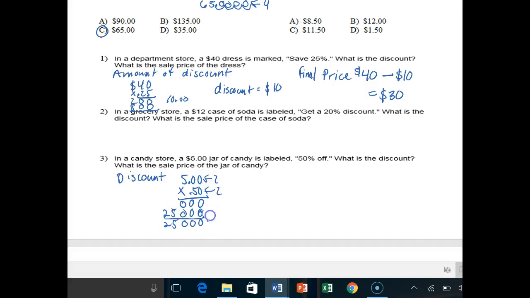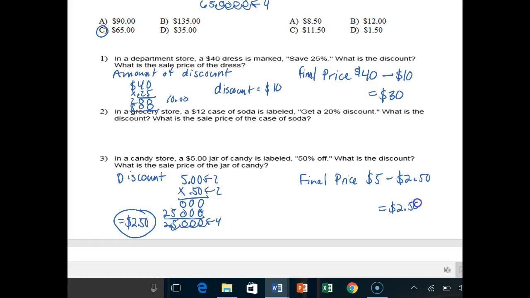2 decimal places in each, so 4 total. 1, 2, 3, 4. So what do I get? I get 2.5, or $2.50 is the discount. And so if the discount is 50, I take the original price for final price, which was $5. I'm going to take $5 minus $2.50, and I'll get my actual price, which is $2.50.